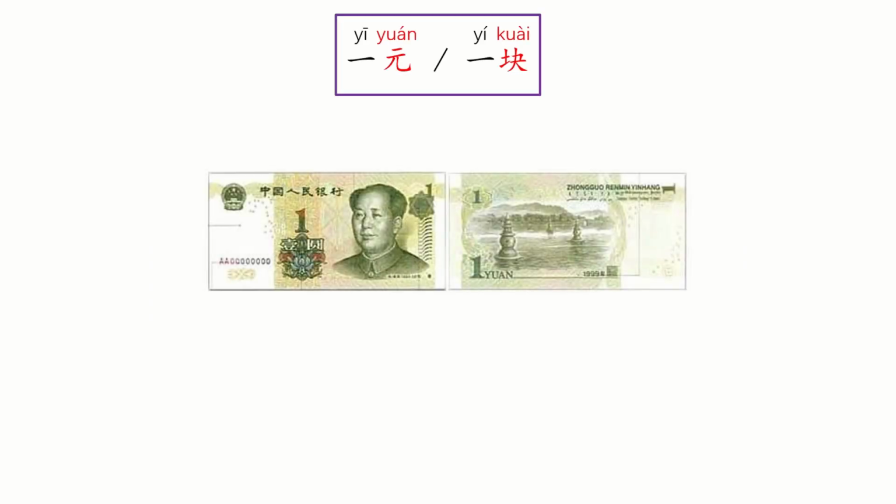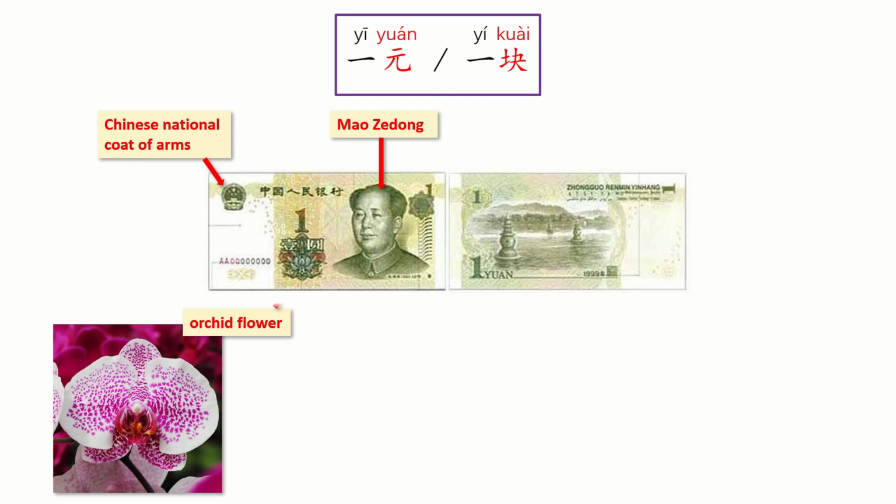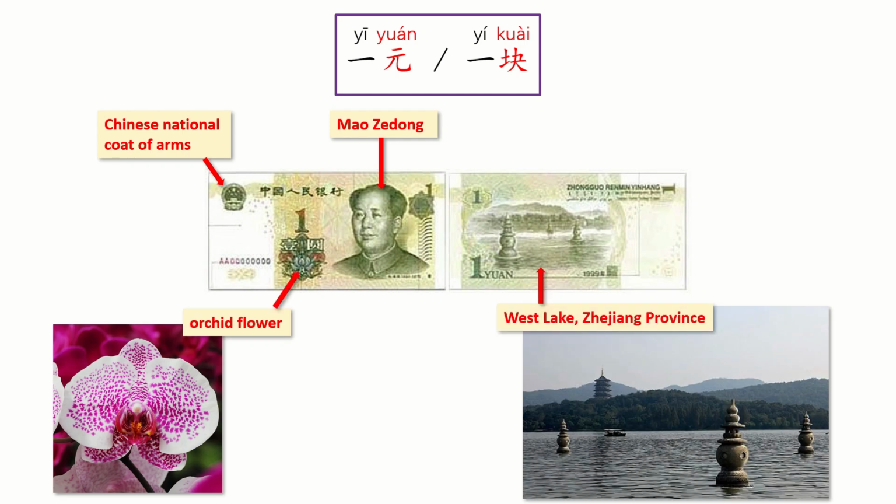We'll now explore what Chinese banknotes look like. This is the $1 note, which we call 一元 in written Chinese, or 一块 in spoken Chinese. The symbols contained on the banknote are Mao Zedong, who was the leader of China from 1946 until 1976. On the top left corner of this side of the note, we also have the Chinese national coat of arms. On this note, we have the orchid flower, and also on the other side, we have an image of the West Lake in Zhejiang province.